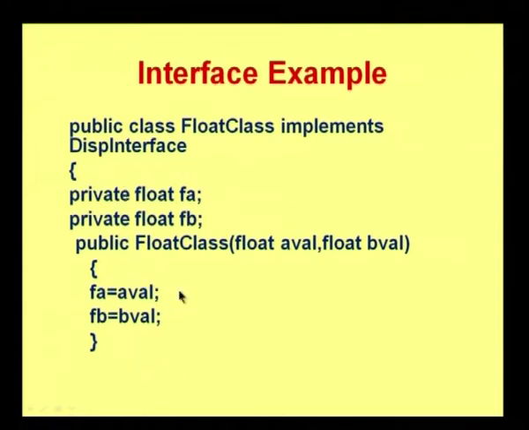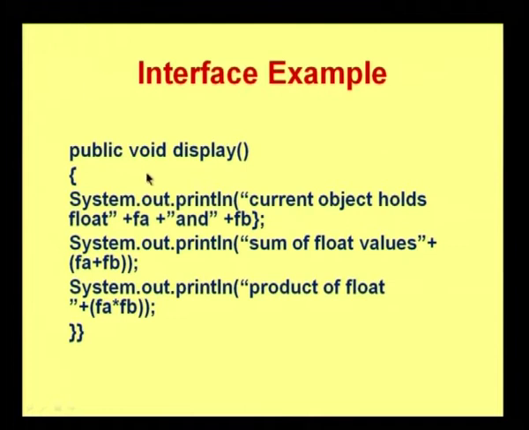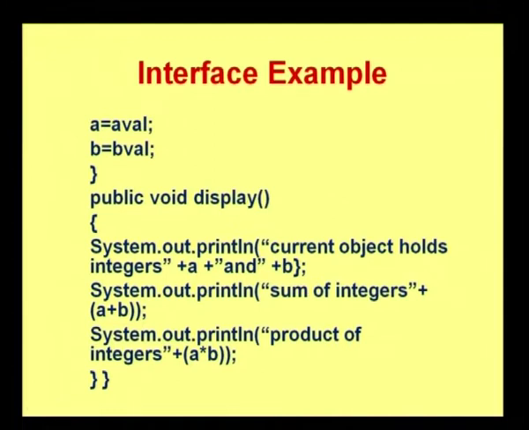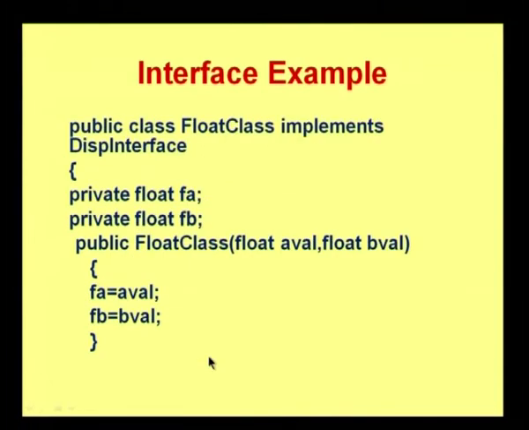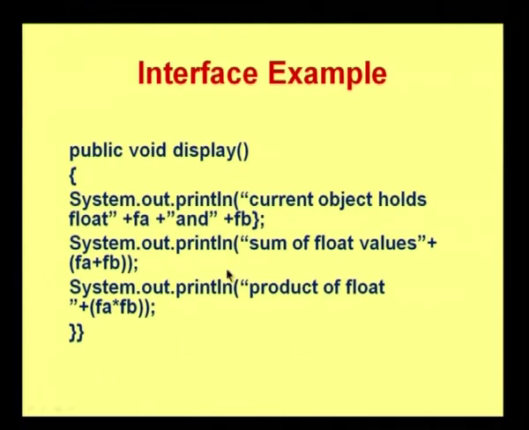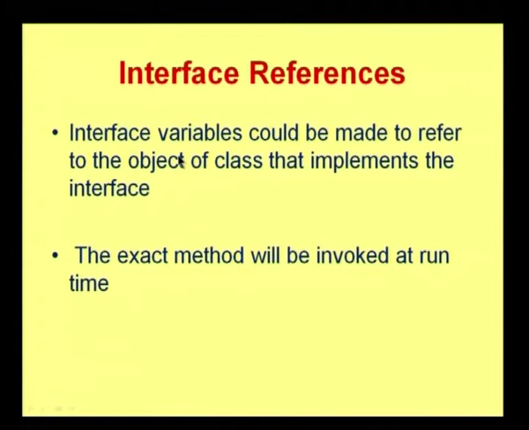We have constructors, we have variables, and now you can look into this. We have a different implementation for the same method declaration that is given in the interface. In the int class we have one implementation and in the float class we have a different implementation. So, your class can implement the corresponding interface in its own fashion. Now, interface references. Interface variables can be made to refer to the object of the class that implements the interface. So, the exact method will be invoked at runtime.